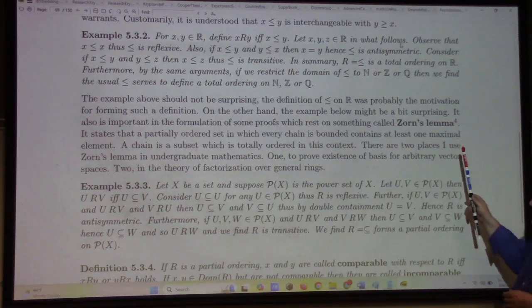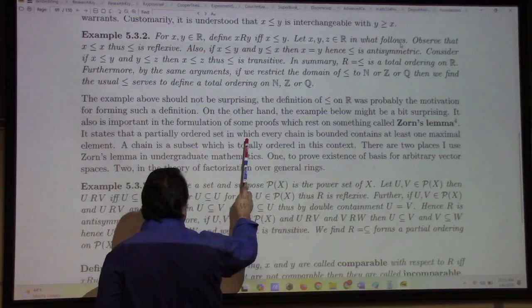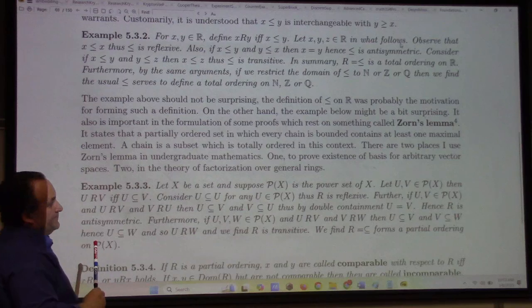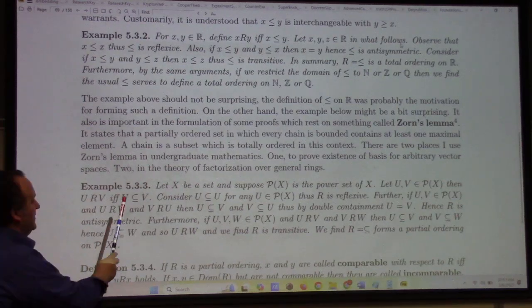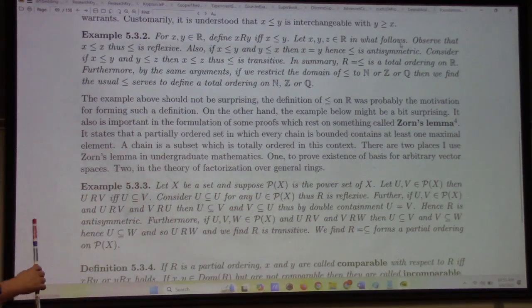But Zorn's lemma is actually a technical result in mathematics, which states that every partially ordered set in which every chain is bounded contains at least one maximal element. So here, a chain means a subset which is totally ordered. All right, so for that subset, you have a total ordering. There are two places I use Zorn's lemma in undergraduate mathematics, and any place you need to use Zorn's lemma in undergraduate mathematics, we're talking about a technical and foundational result. If you need to use that, it's something big.